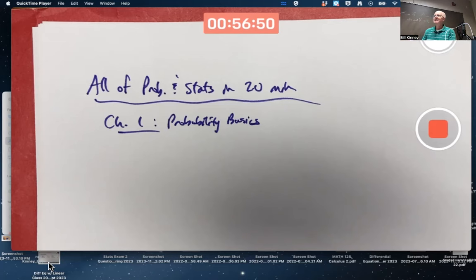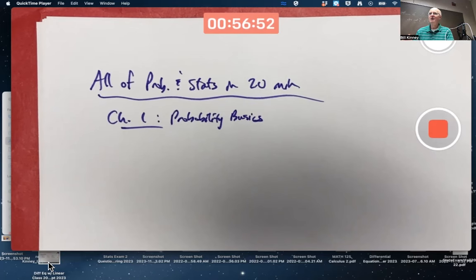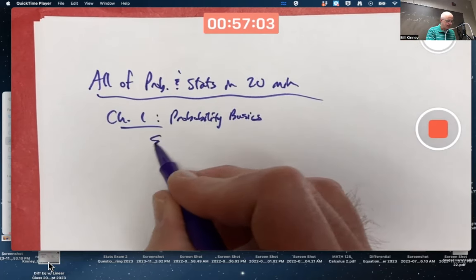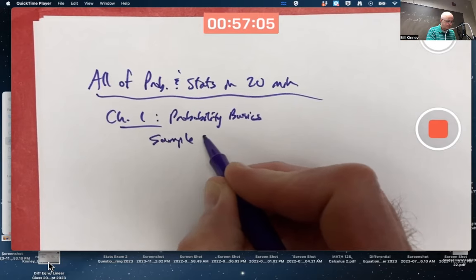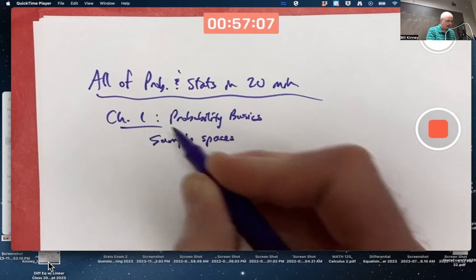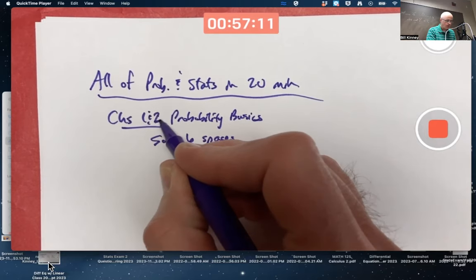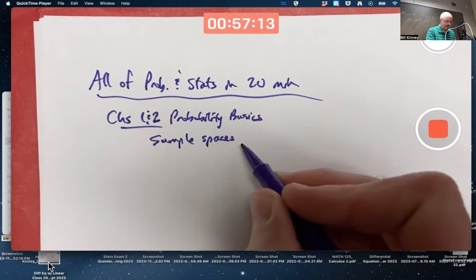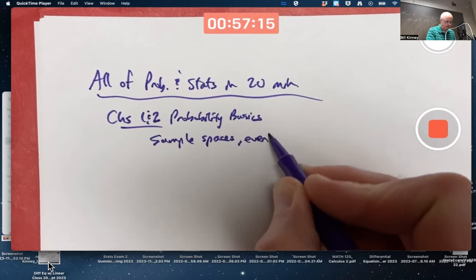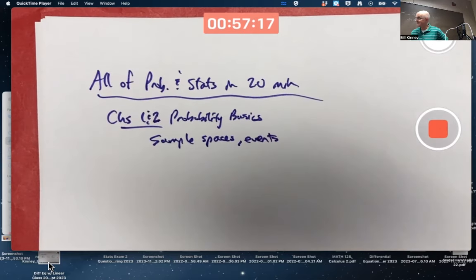Then there's the personal opinion approach to probabilities. There's the repeated experimental approach, and then there is the more theoretical approach, which was what we mostly focused on, based on sample spaces. I'll combine chapters 1 and 2 here. Sample spaces, events, which are technically subsets of sample spaces.